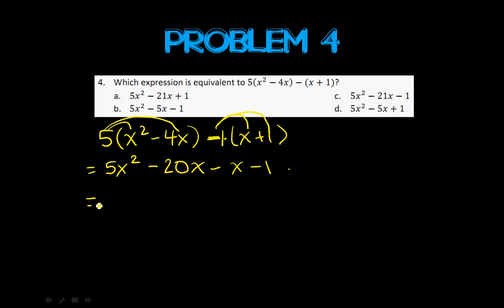So now we're finished with multiplication. We just combine our like terms. 5x squared is out here by himself. He doesn't have any friends. Negative 20x and negative x is minus 21x, and then you have a negative 1 left over. And so that gives you your answer of A.